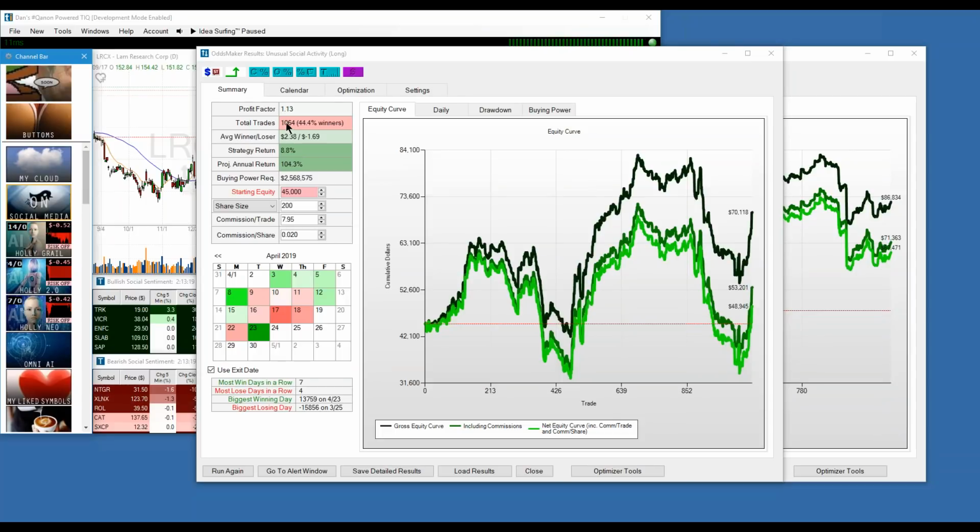Total trades, 1,064. 44% winners. This is your average winner to your average loser. You can see what your projected annual return is if this maintains.